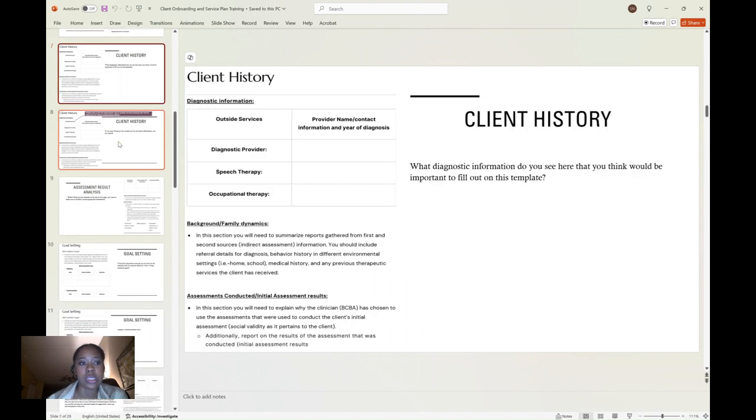So additionally, now on the next page is the client history. So a question for you: what diagnostic information do you see here that you think would be important to fill out on this template? I'll give you a second to review.